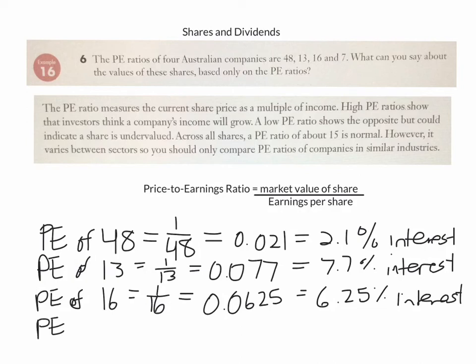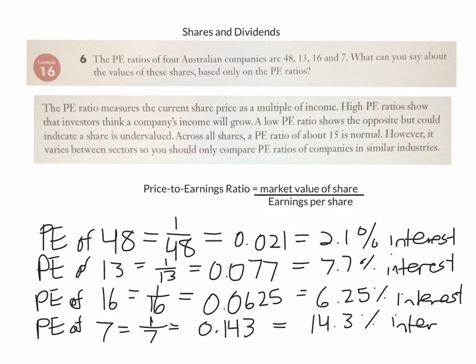And last but not least, 7, which is the same as saying 1 over 7, which is 0.143, which is 14.3% interest. So you can just simply write those interest rates.